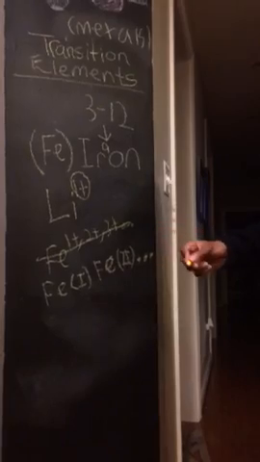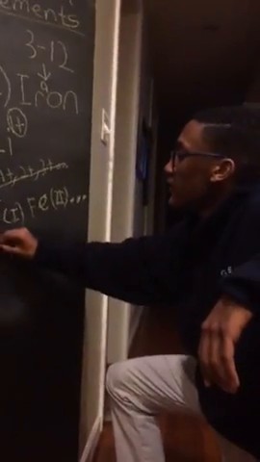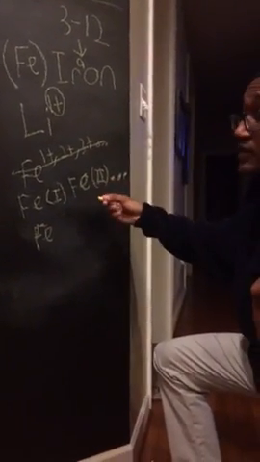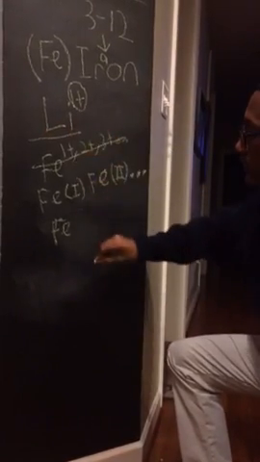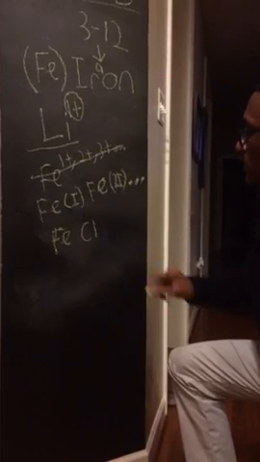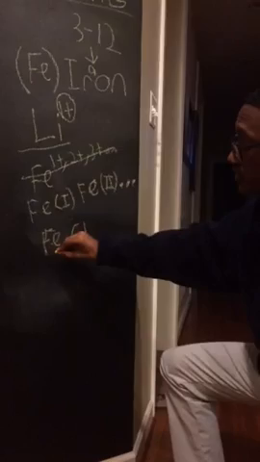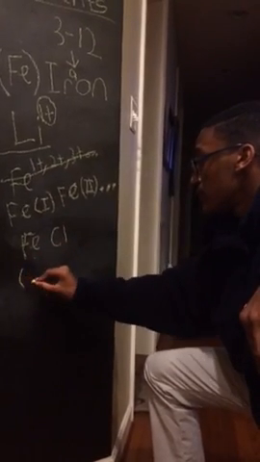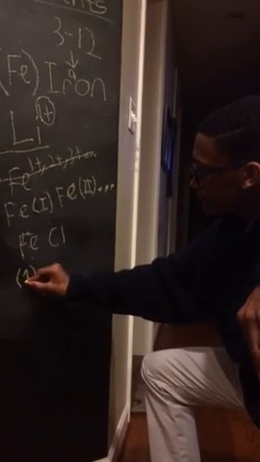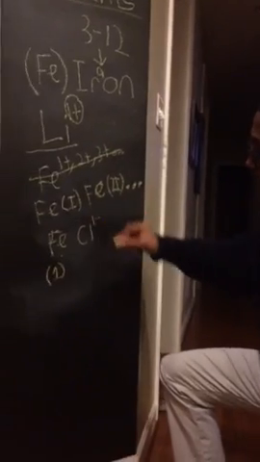Bonding transition metals in ionic compounds with nonmetals is the same as regular ionic bonds like lithium. So let's do that now. Let's say this particular iron has a charge of 1, and chlorine always has a charge of 1 negative.